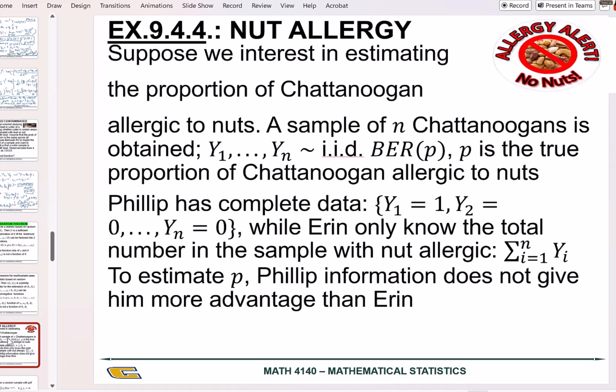So the message here is that, in this case, the summation is already a sufficient statistic. In order to estimate p, you don't need the whole information here. Basically, you just need the summation. It should be enough for you to estimate p. So let's look at why this is the case.